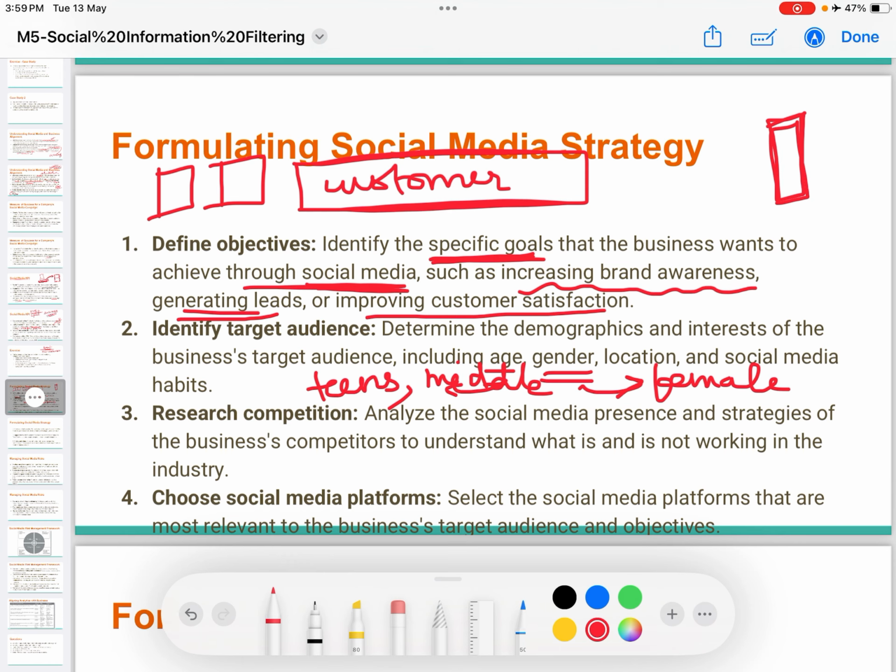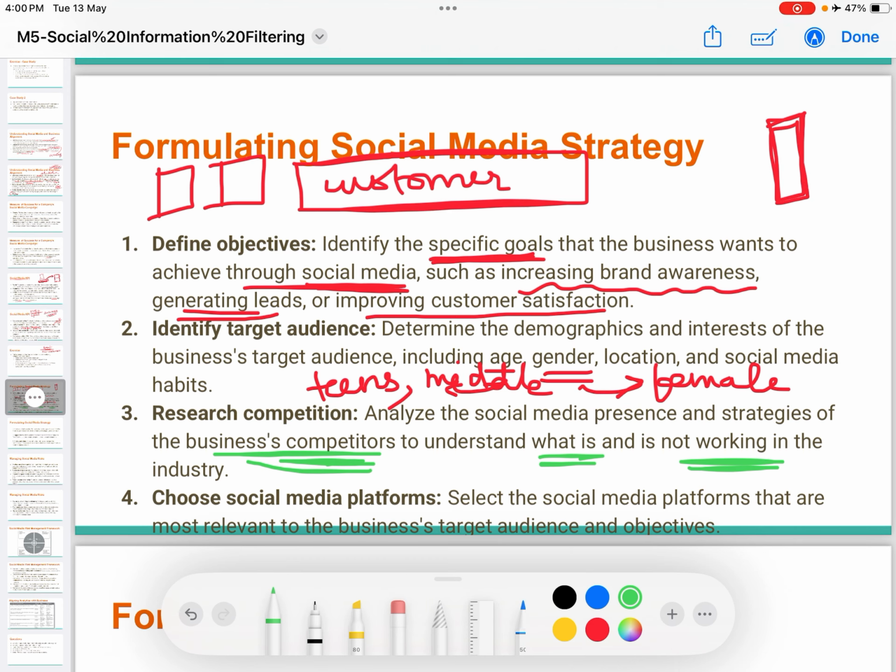Next is research competition. Analyze the social media presence and strategies of the business competitors to understand what is and what is not working in the industry. So there will be different other makeup brands also. So what we have to do is analyze what they are doing to understand what is working in the industry and what is not working in the cosmetic industry.